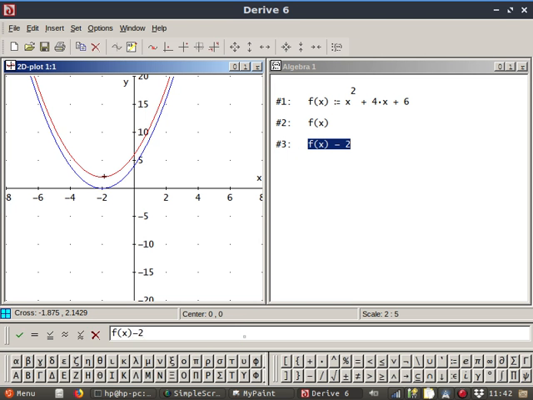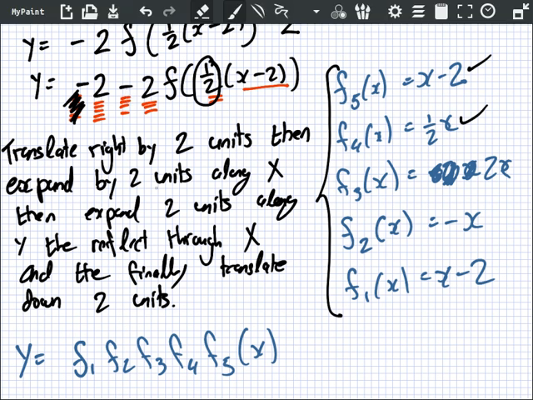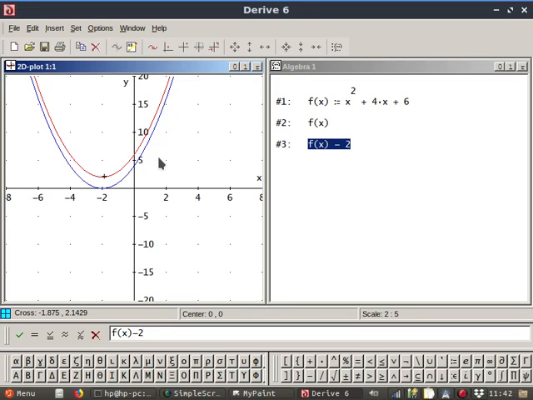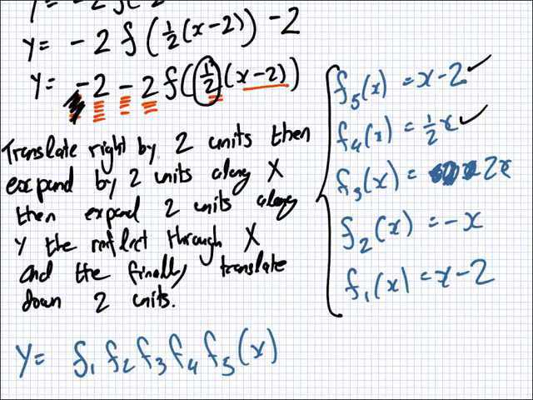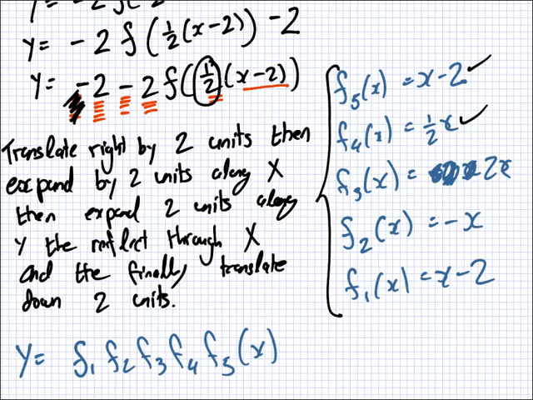f(x) minus 2, and then minus 2 times it. It's minus 2f(x). No, like this, no bracket. I want to see what happens if I put a bracket. I don't know. Let's see. It'll make it exciting. Then the next thing is the half.